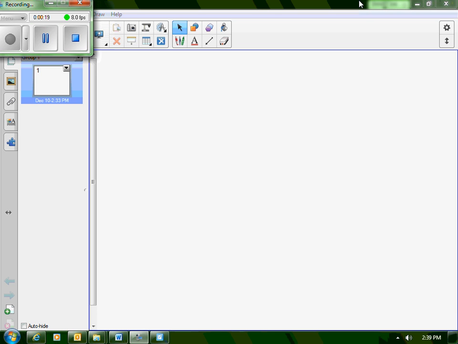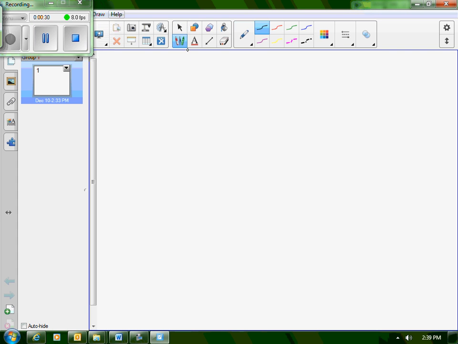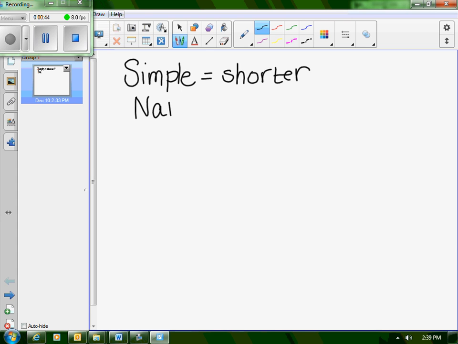For Kapitel 2, to start off, we are going to take a look at the simple past. What I want you to know first and foremost about the simple past is that it is in fact simple, because it is shorter. Another word for simple past is also the narrative past, which means that we would use this when we are writing something like a story.